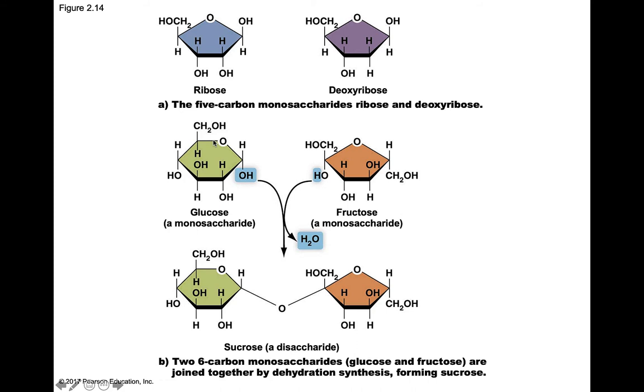Here we basically see the really important ones, okay, that I kind of talked about previously. And we're also looking at the formation of disaccharides from the monosaccharides glucose and fructose to sucrose. And once again, sucrose is table sugar.